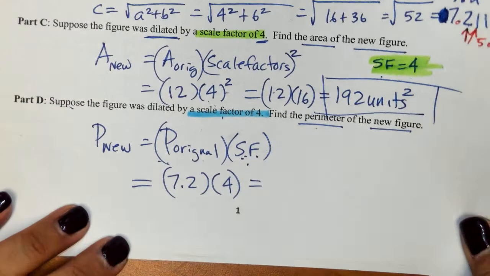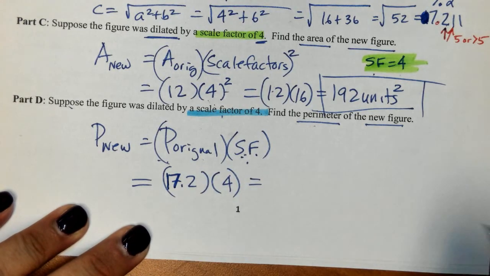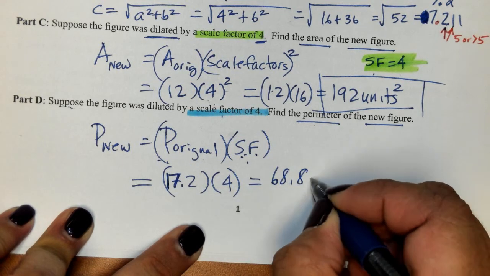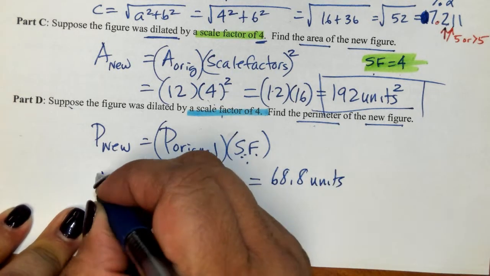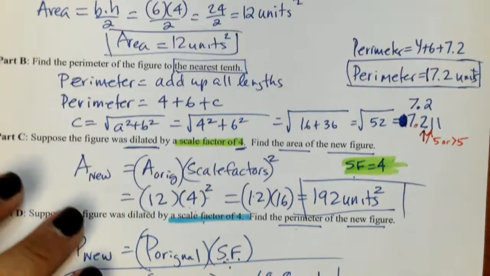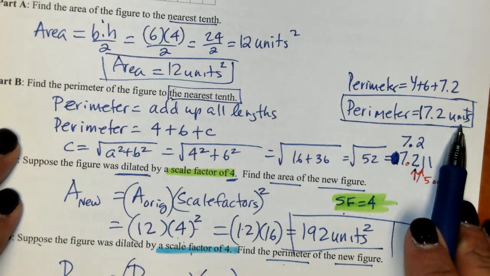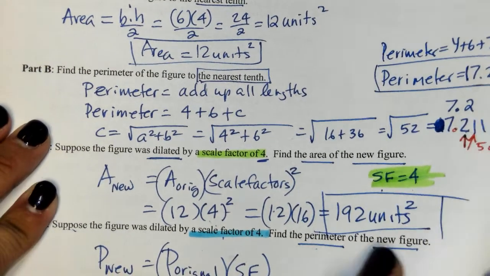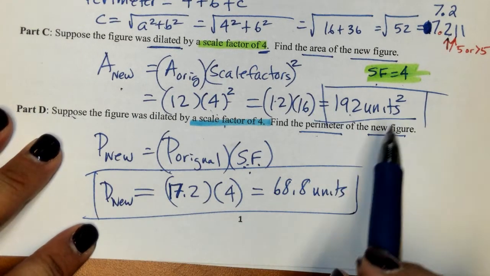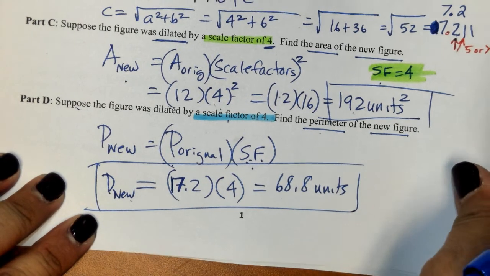Okay, so let's go back over here, and this should be 17.2 multiplied by 4, and you should get 68.8 units. And that's P new. Okay, so I'm going to square that in. So let's summarize. Part A is 12. Part B is 17.2 units. Okay, Part C is 192 units squared, and Part D is 68.8 units.